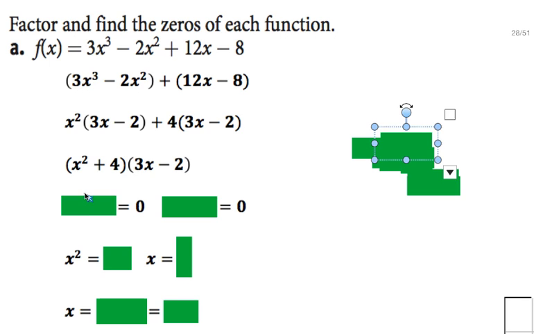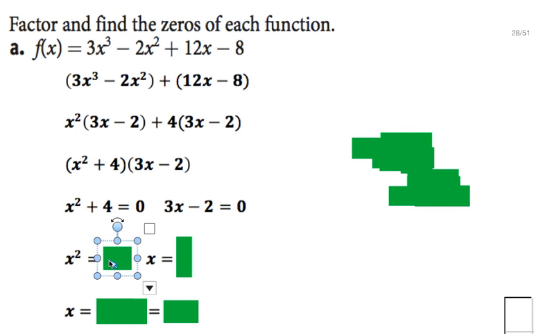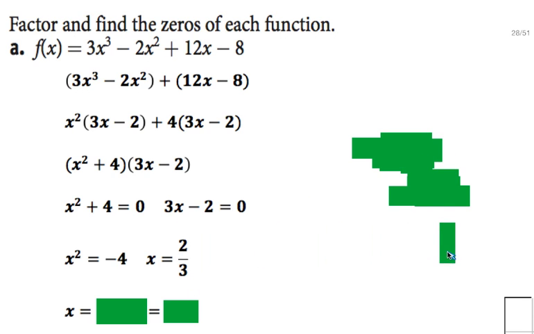And so again, we'll set both of our factors equal to 0, and then we solve for x on both of them. Now this one we just get x is equal to 2/3. But over here we still have to do some stuff to find our answer. And so we have plus or minus the square root of -4.